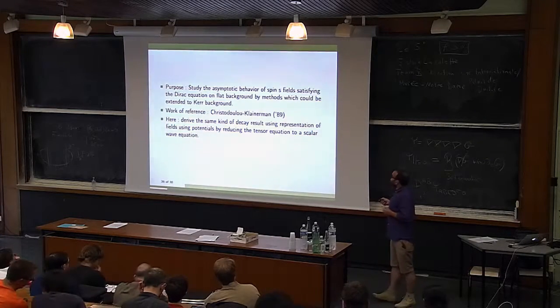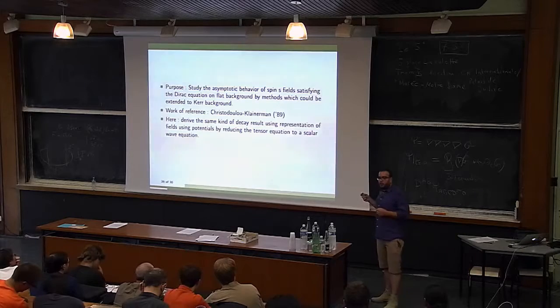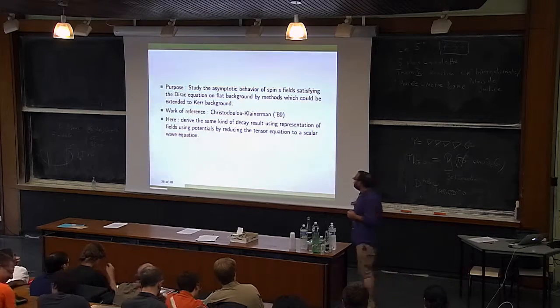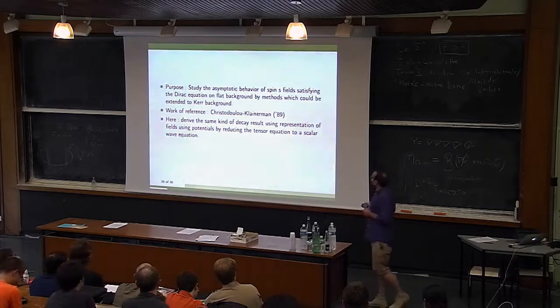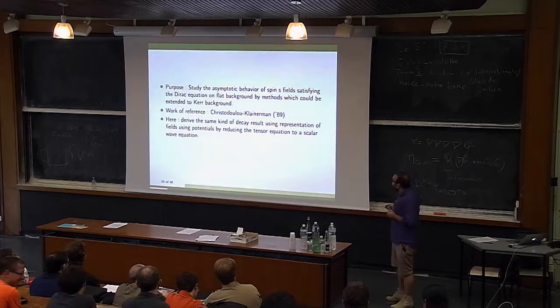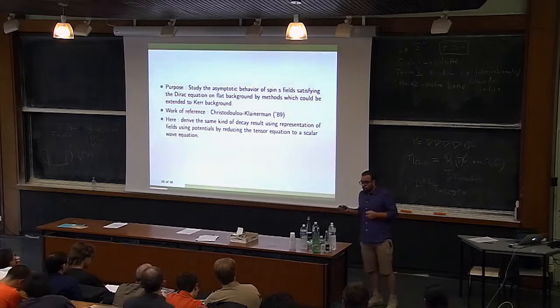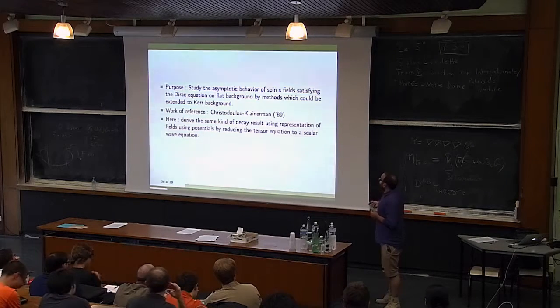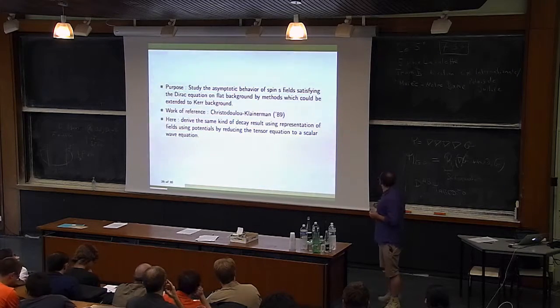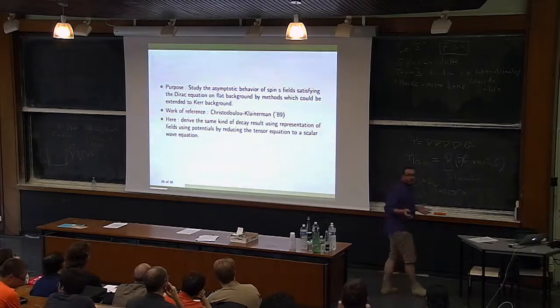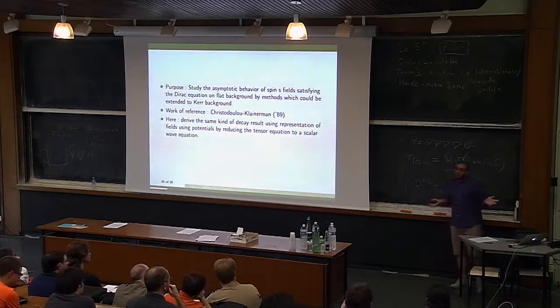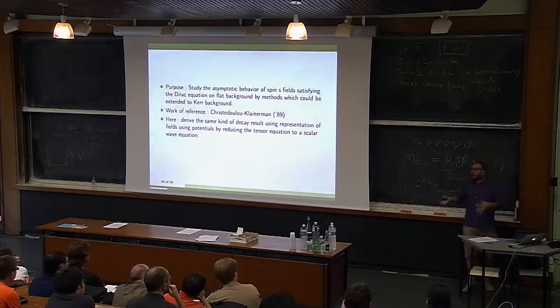And we have something to compare with, which is the work of Christodoulou-Klainerman for a very specific weight. Here we want to derive exactly the same kind of decay as there, using a representation of the field using potentials, okay? By reducing this tensor equation to a scalar wave equation. As long as we're in flat spacetime, we don't have that much problem reducing things to a scalar wave equation.